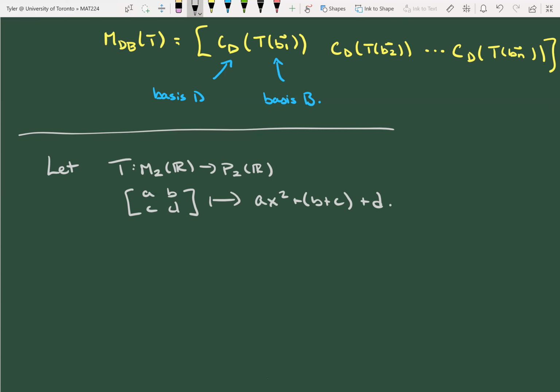Okay, so I created this. I just made stuff up. Here are 2 vector spaces. We're very familiar with these vector spaces. And here's a linear transformation. It's really not hard to check that this is linear.